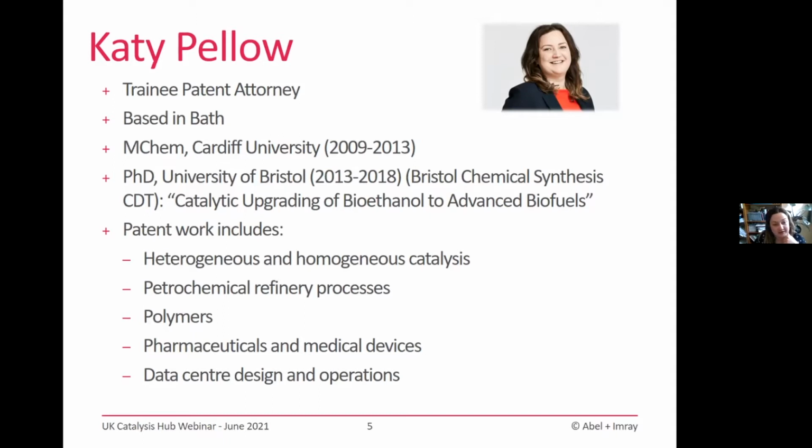So I also have a background in chemistry. So I did my MChem at Cardiff University, and then I also made the move to the University of Bristol. And there I worked in the WAS group, and I developed catalysts for converting ethanol into advanced biofuels.